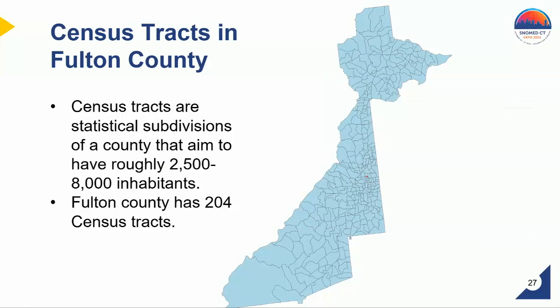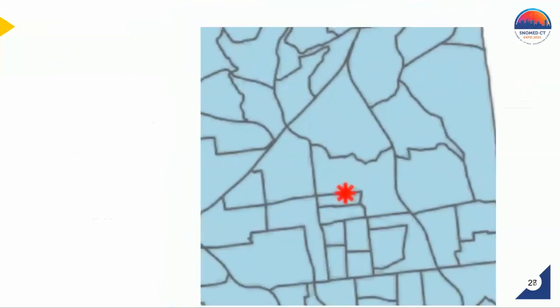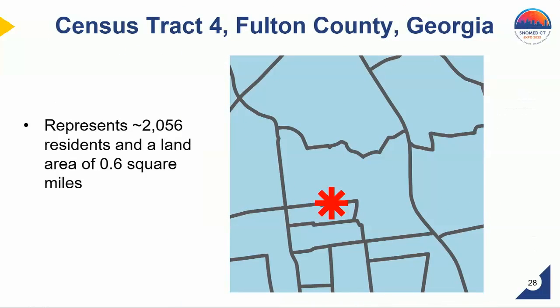And within that county, there are census tracts. This is what we have coded our community level data at. Fulton County has 204 census tracts that range from about 2,500 to 8,000 people. And so this is us, the census tract for Fulton County. This is the building we're in right now. It represents about 2,000 people and about 0.6 square miles.